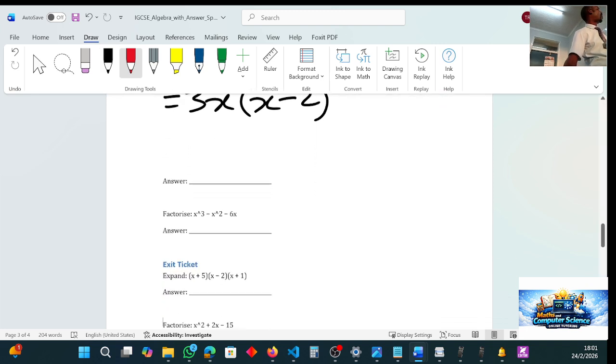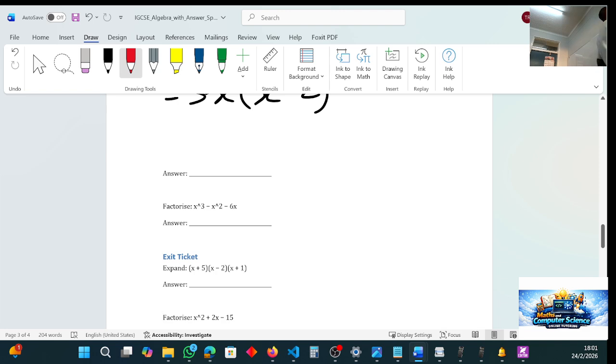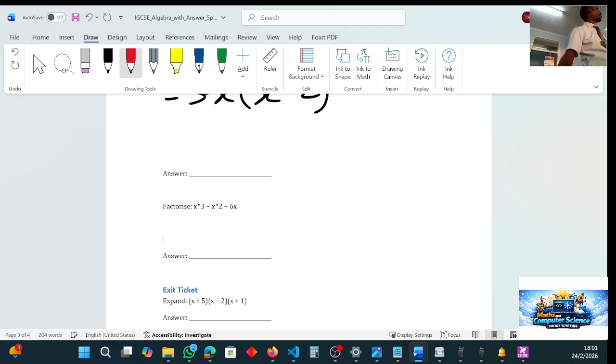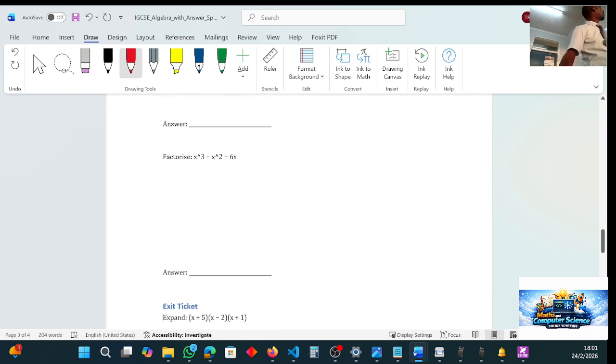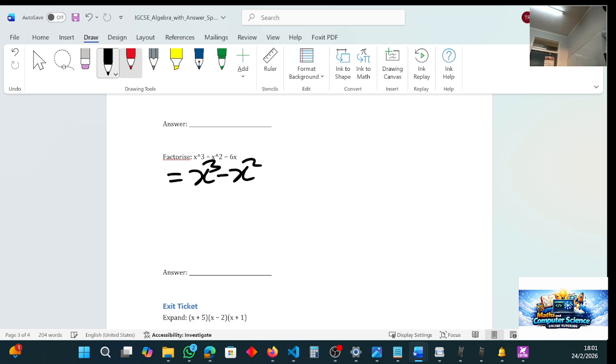Now we are on the last one, where we are interested in factorization again. So here they are saying, let's factorize this given expression, which is x cubed minus x squared minus 6x. First thing first, we can see that x is common throughout the three terms, so we can factor x first. Inside the brackets, we have x squared minus x, then minus 6.